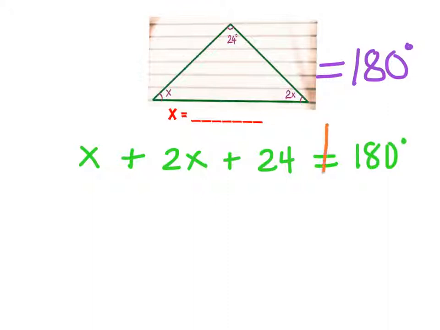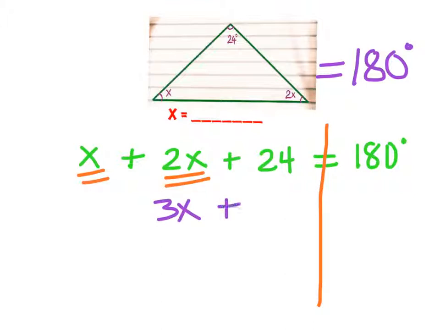Solving equations, I'm going to split it in half, a left side and a right side. This time I have two values that have x's with them, so I can combine them. This first one is just an x, so that is 1x. Then I have two x's. So 1 plus 2 makes 3 x's, and I still have the number 24. That is, again, equal to 180 degrees.